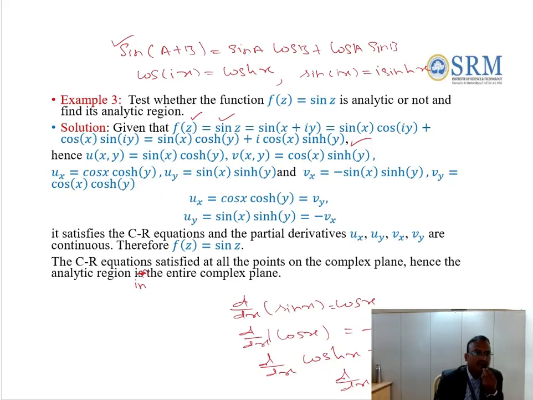So now ux is cos x into cosh y, which is same as your vy, and uy, which is sin x into sinh y, which is nothing but your minus vx. Therefore ux equal to vy and uy equal to minus vx, right? Therefore the CR equations are satisfied. So this function satisfies the CR equations, and all the partial derivatives ux, uy, vx, vy all are continuous. Therefore the function f of z is analytic at all the points in the complex plane. Therefore the function is analytic in the entire complex plane.